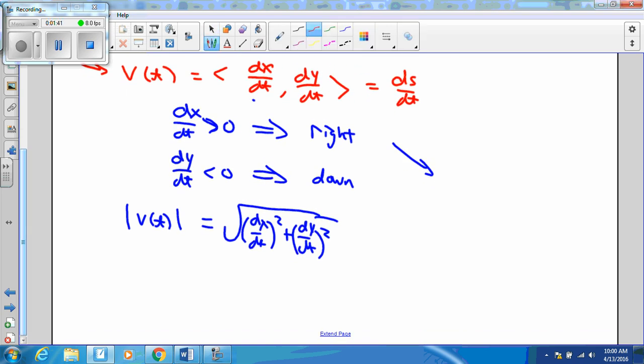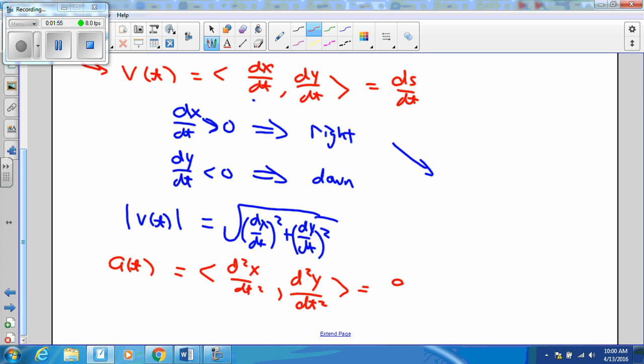The acceleration vector is going to then be the second derivative of the position vector, or the derivative of the velocity. So I can write that as either d squared s/dt squared or as d/dt of the velocity.